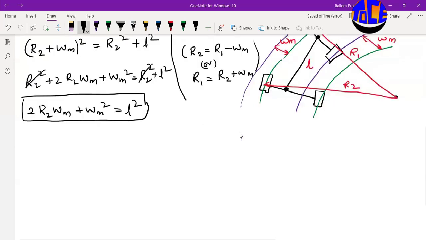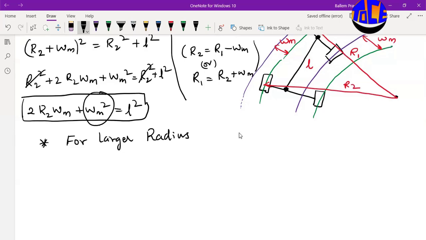But from this equation, we can neglect this term, WM square, because for a larger radius WM square is very small, something like 0.002. So it is very small, and therefore we can neglect that value.